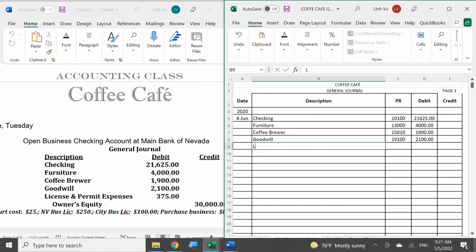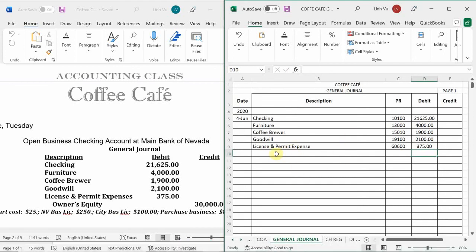We bought some license and permit, which was account number 6600. We purchased the state license for $250, plus $100 for the city license, plus $25 for the court cost to change the name. So in this case, I spent $375 on license and permit expense.